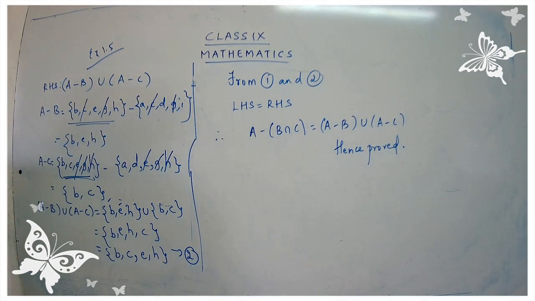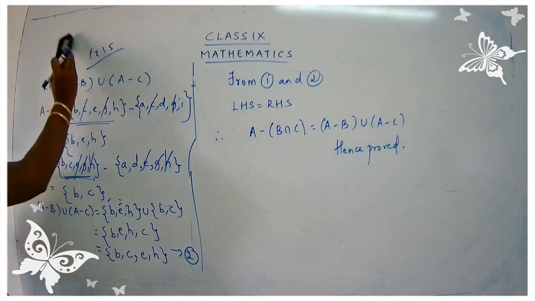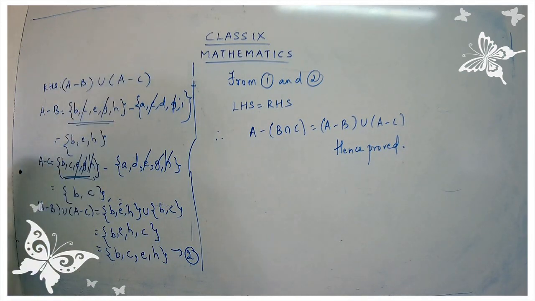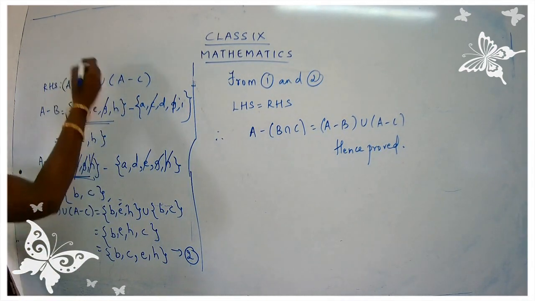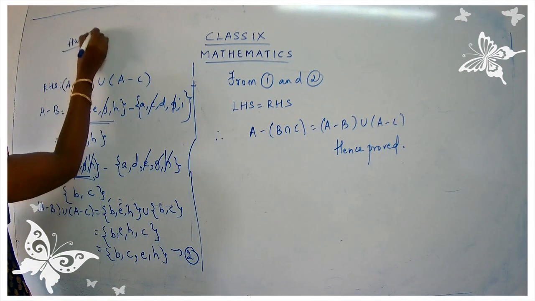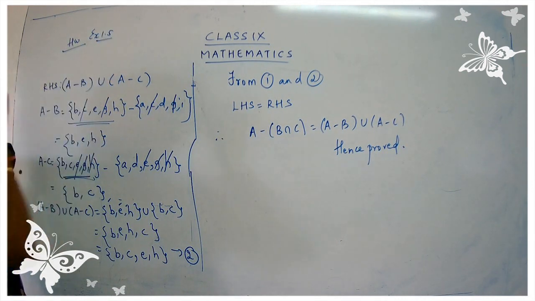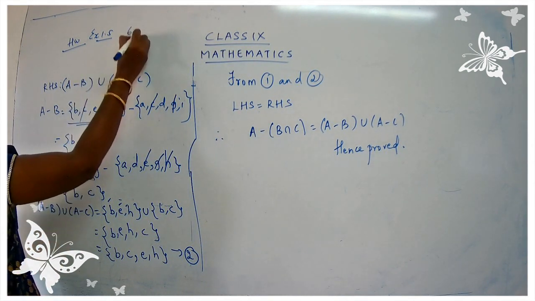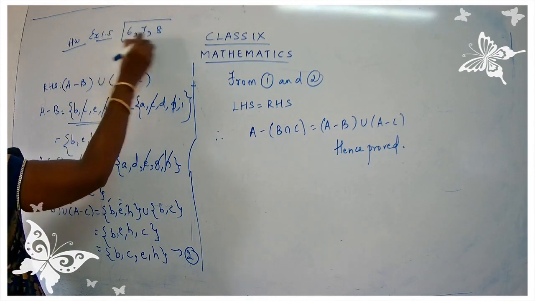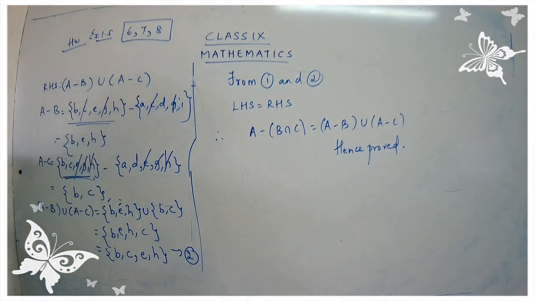Okay, so now the important part comes, the homework part. Yes, you were all eagerly waiting for the homework, yes children? Yes, all are laughing, yes children? Your homework is from exercise 1.5, 6, 7, 8. You're going to complete sum number 6, sum number 7 and sum number 8. So you're going to try out the 3 sums. These are easy sums.